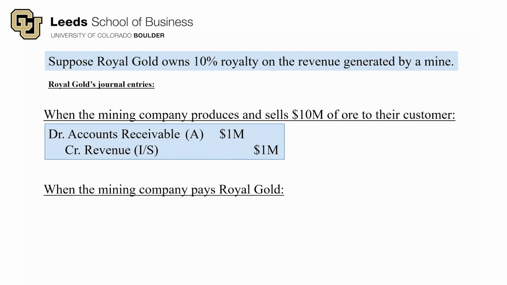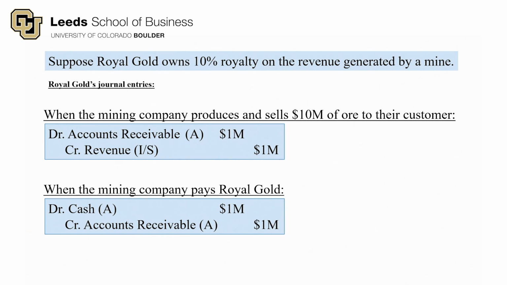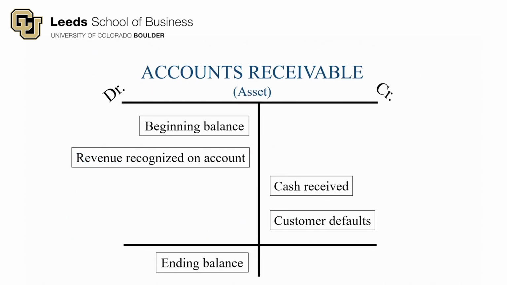Then eventually the mining company pays Royal Gold, so they actually send the check for $1 million. And when the check is sent, Royal Gold will debit cash, increasing the cash account by $1 million, and then reduce by crediting the accounts receivable account for the $1 million. So these are the two journal entries involved. And let me show you the accounts receivable T account now.